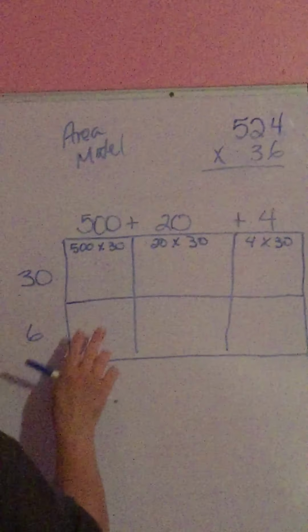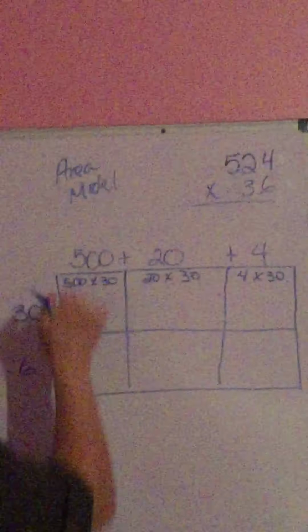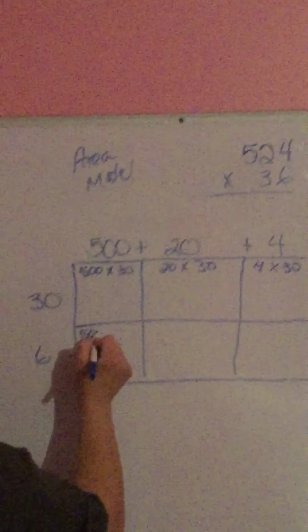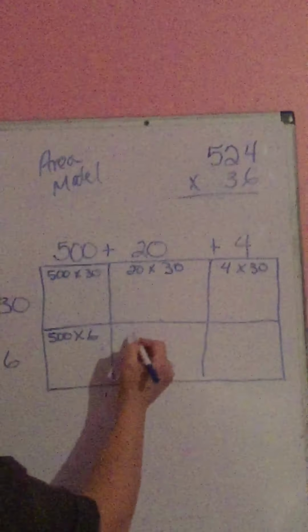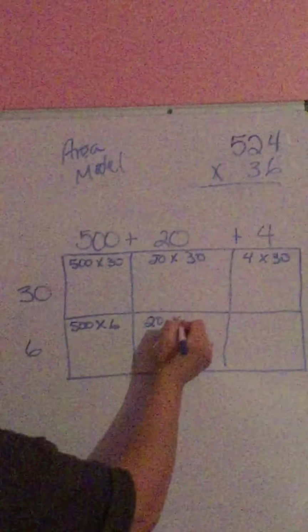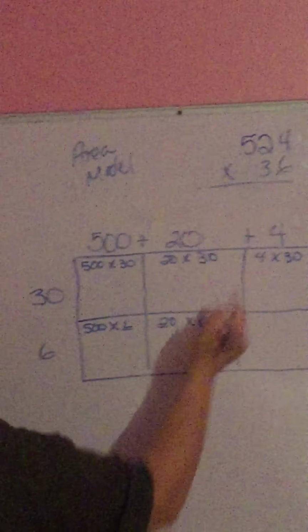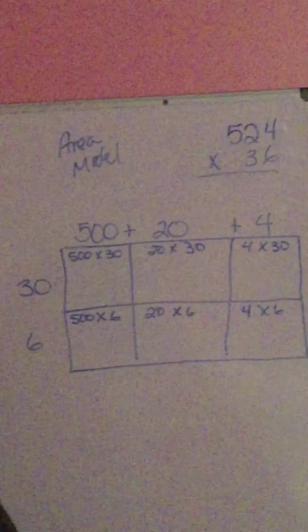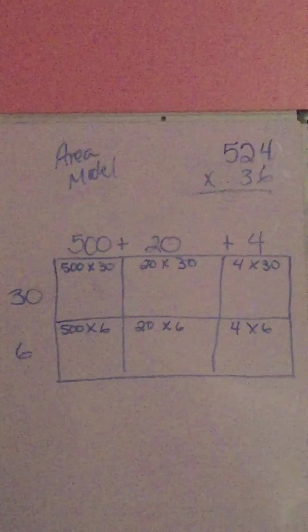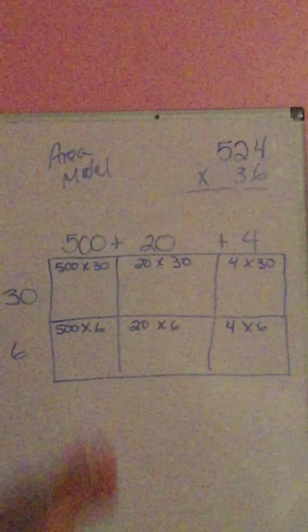Okay? Then we're going to go to this box. It has 500 on top, times the 6 that's on the side. This box would be 20 times 6, and this box would be 4 times 6. So all we're going to be doing this time is multiplying single digit numbers and adding zeros.